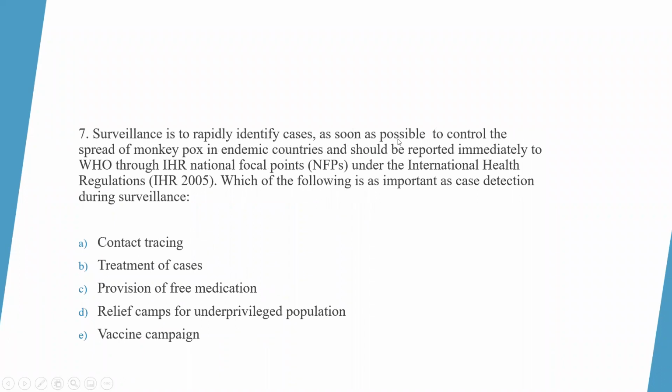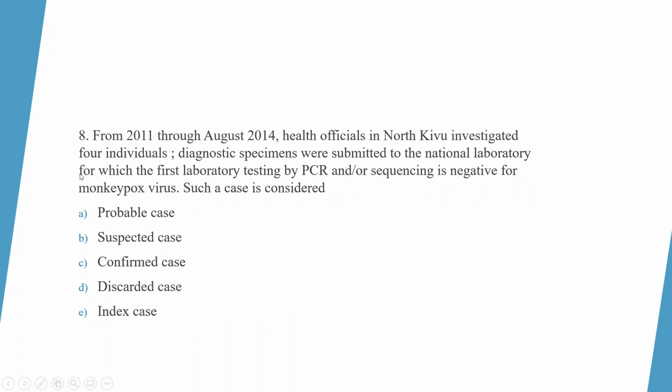Surveillance is rapidly identifying cases as soon as possible to control the spread and immediately reporting to the higher authorities. Which of the following is as important as case detection during surveillance? Either contact tracing, treatment of cases, provision of free medication, relief camps for underprivileged population, or vaccine campaign. A. Yes, A. Contact tracing is very important during this whole surveillance, other than case detection and early reporting.